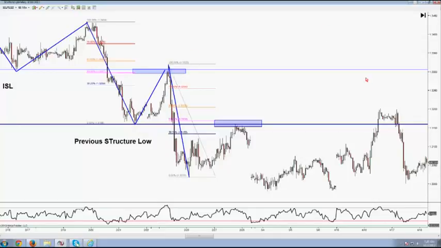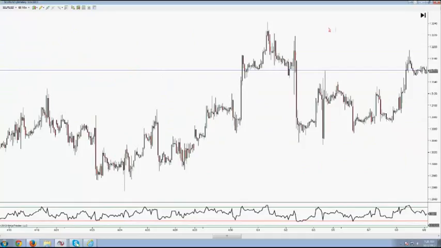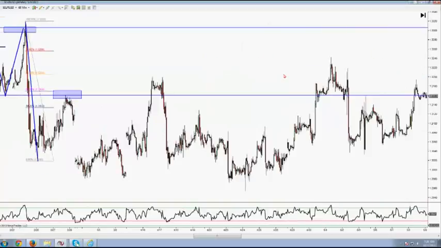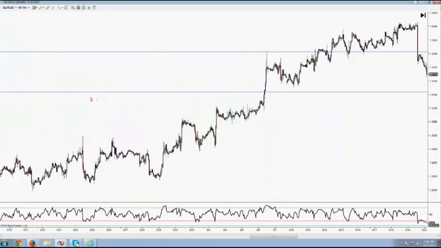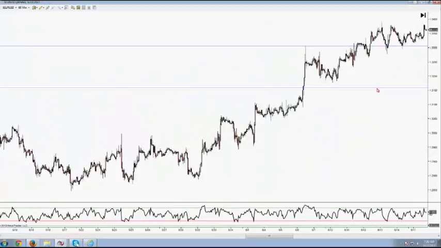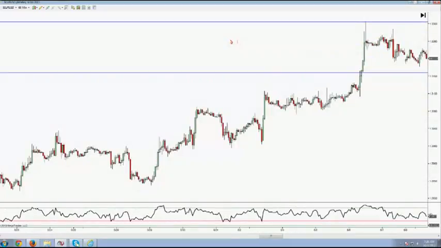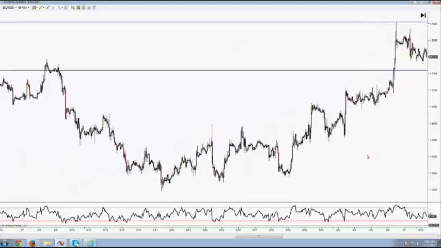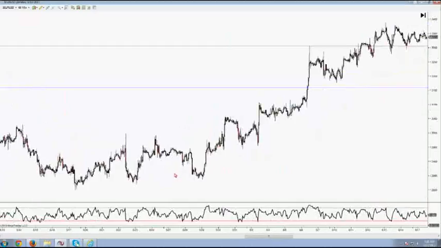Okay? Let's scroll to do another example. Let's find an upward move. It looks like you guys are following me on this. All right, let's take this move right here. We have our impulse leg right here, swing low to swing high. We have our previous area of structure right here. Again, in this case it's going to be a zone. Previous area of structure right here.